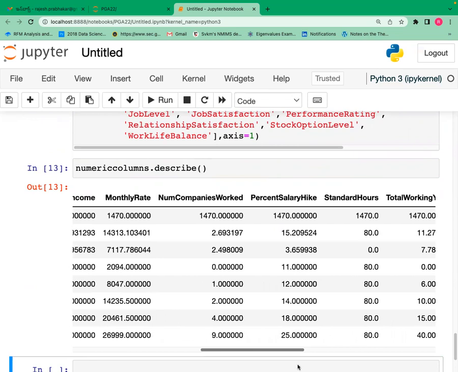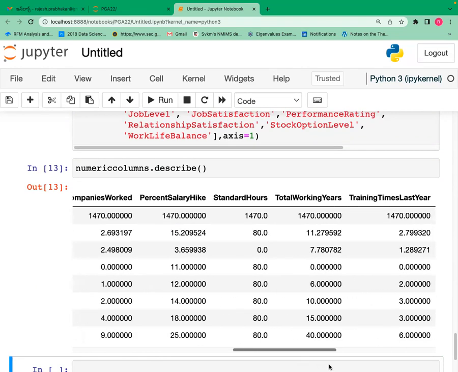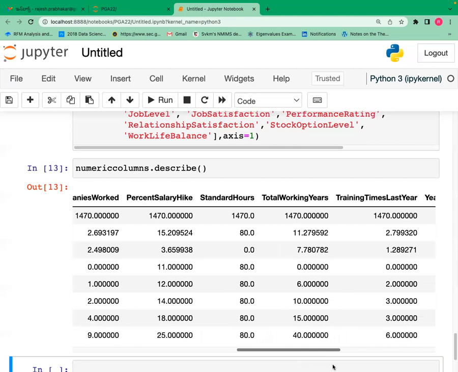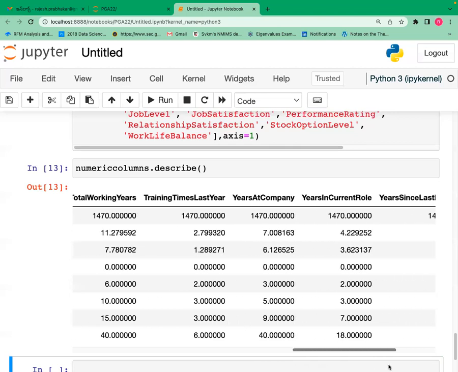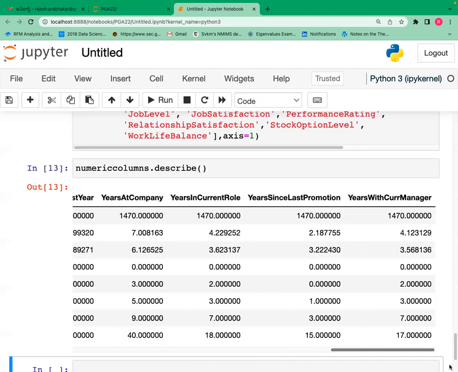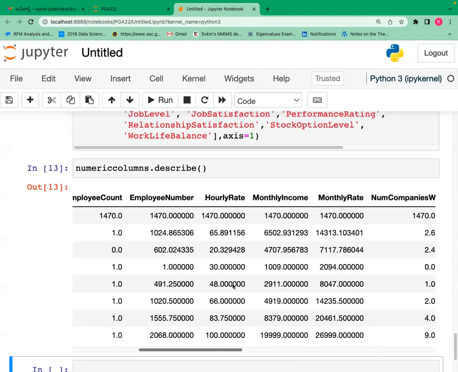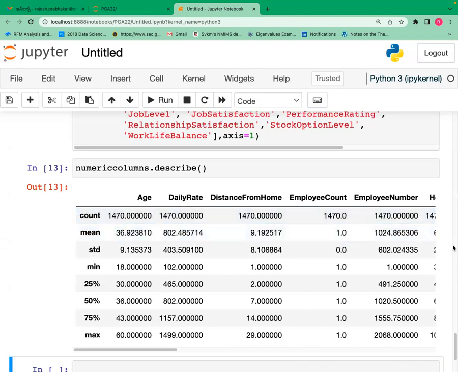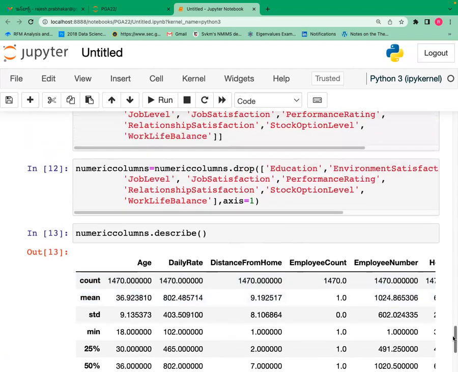Standard hours is again similar. So we have to drop standard hours and employee count. You have to drop them from numeric columns because they are single value columns. You can see from the describe.